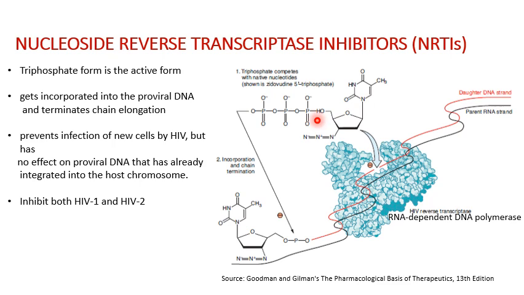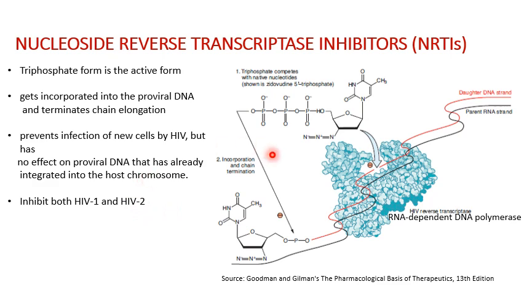This triphosphate form goes and gets incorporated into the proviral DNA, which is the daughter DNA strand being transcribed from the RNA by the reverse transcriptase enzyme. It binds to the active site of the reverse transcriptase enzyme, and since it is also a nucleoside, it gets incorporated into the growing DNA strand and causes termination of chain elongation. So the DNA strand gets broken. It blocks the transcription process, and so it prevents the infection of new cells.